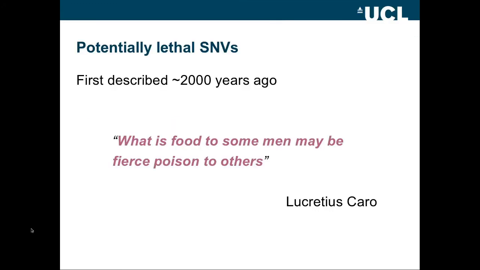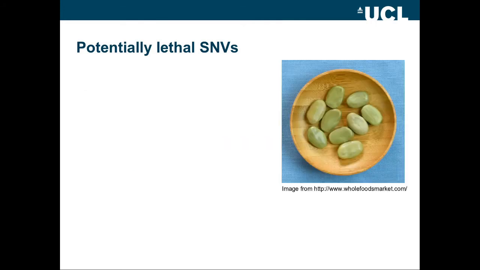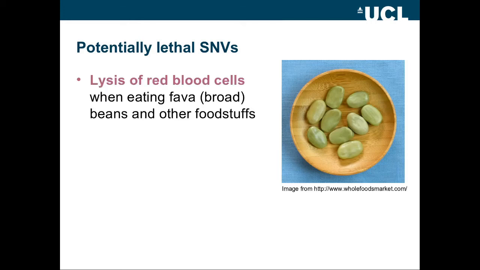Now, some of these SNVs are potentially lethal, and this idea at least was first described some 2,000 years ago by Lucretius Caro, who said, "What is food to some men may be fierce poison to others." Now, of course, we don't know what he was referring to, but it's possible he was referring to this condition known as Favism. So this condition leads to the lysis of red blood cells when eating things like fava beans, or broad beans as we call them here, and other foodstuffs.